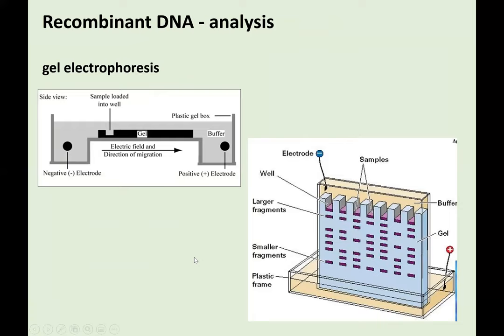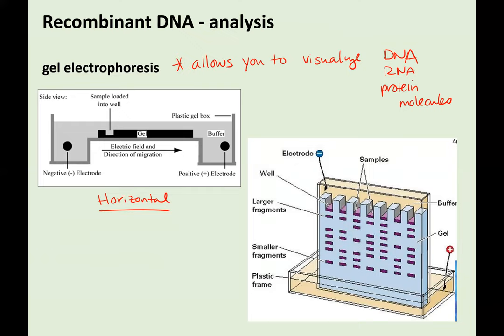Gel electrophoresis. This is a method that allows you to visualize DNA or RNA or protein molecules. Not individual molecules, but masses of molecules. You can have horizontal. If you ran any gels in your labs, you probably did horizontal, where you have the gel rig and you have your gel here and you put your sample, and the electrophoresis part is that we use electricity to separate molecules based on size.